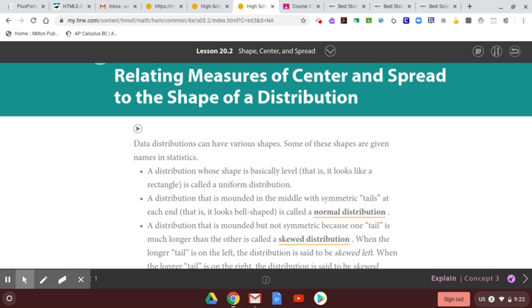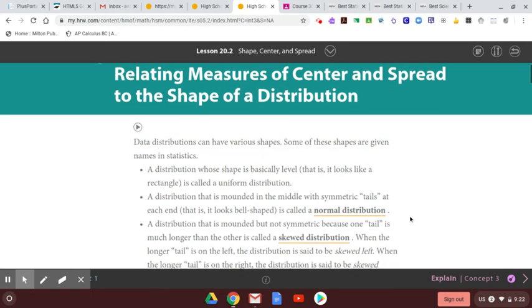Okay, the likeliness that you're born in December is not necessarily more likely than when you're going to be born in May. The next one is a normal distribution, where you have the mound in the middle and the tails are equal. All right, that would be considered a normal distribution. It looks like a bell shape.